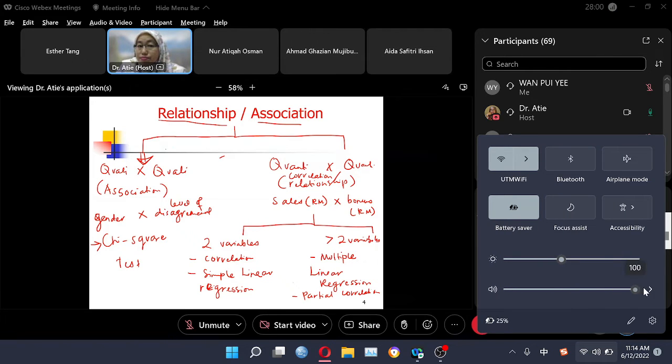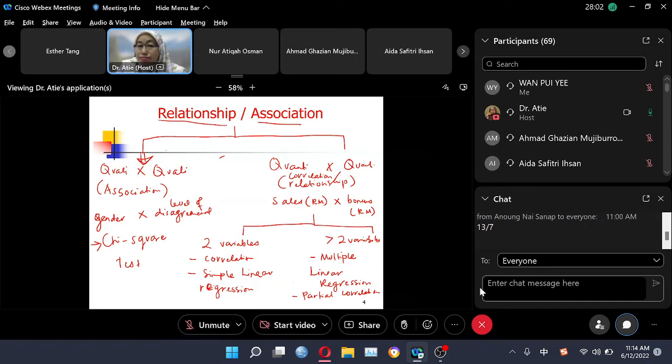Okay, so today we are going to concentrate on this chi-square test, all right? Hopefully we can finish it today. And then we will continue with our correlation and simple linear regression next week. And the last week we are going to focus on multiple linear regression.